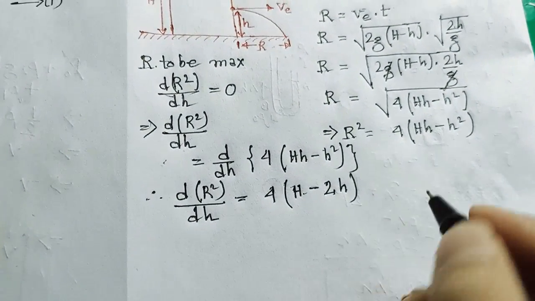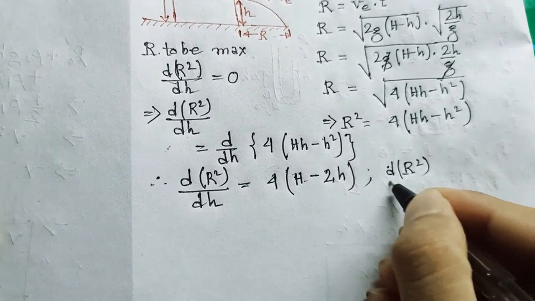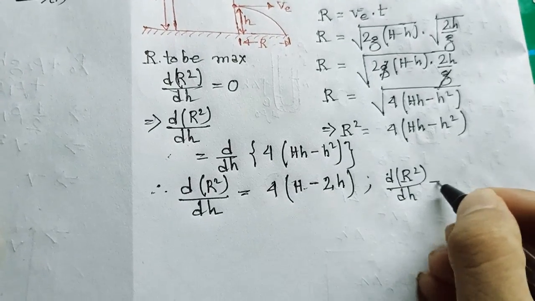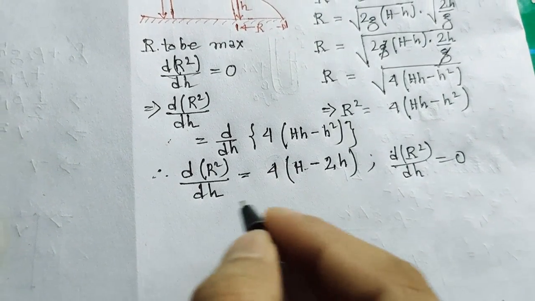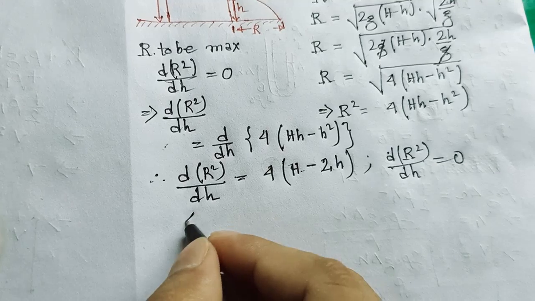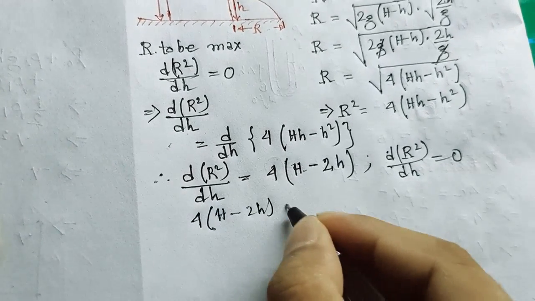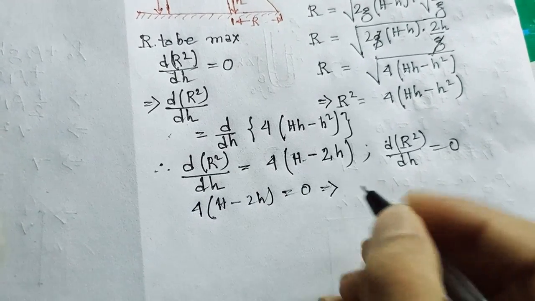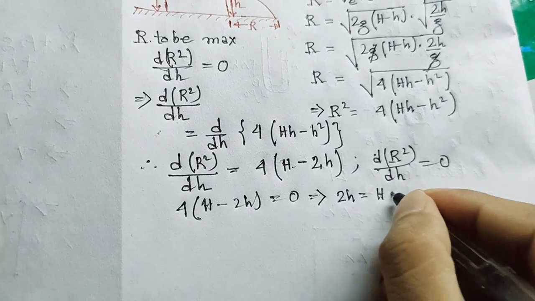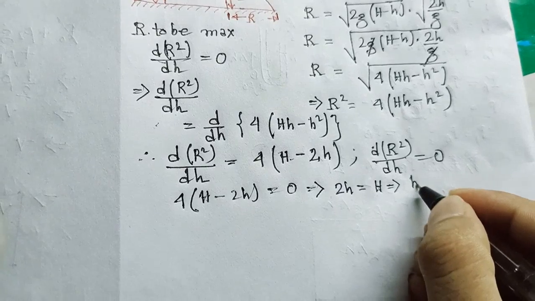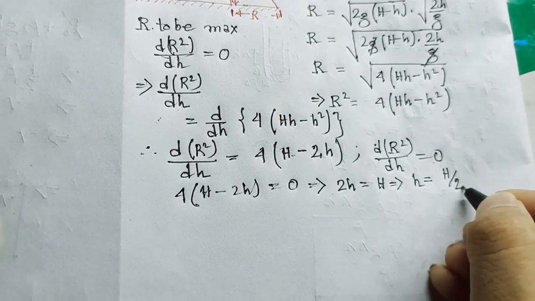Now for maxima or minima, d R square with respect to dh will be 0. So if you put this equal to 0, then our term will become 4 into H minus 2h equal to 0. So from this equation we can find 2h equal to capital H. So our required height is small h equal to capital H divided by 2.